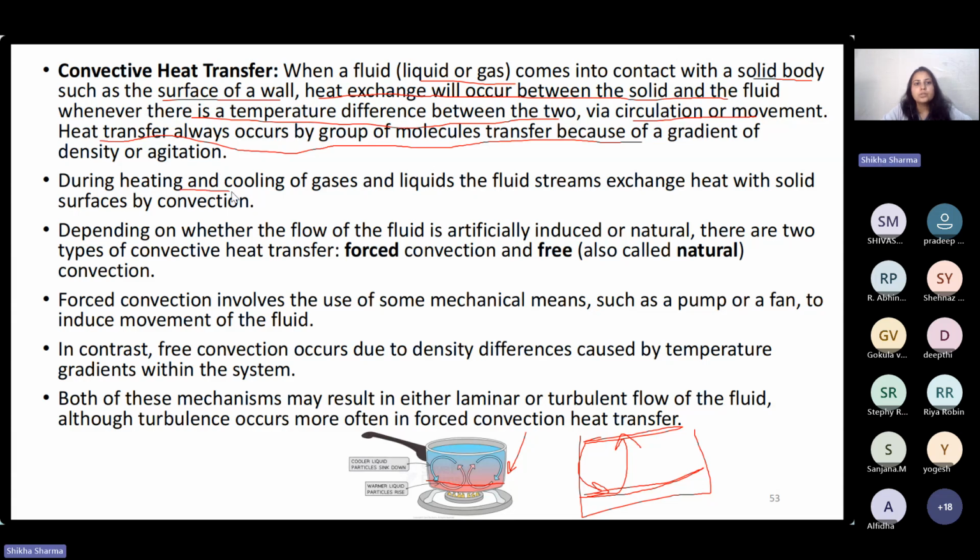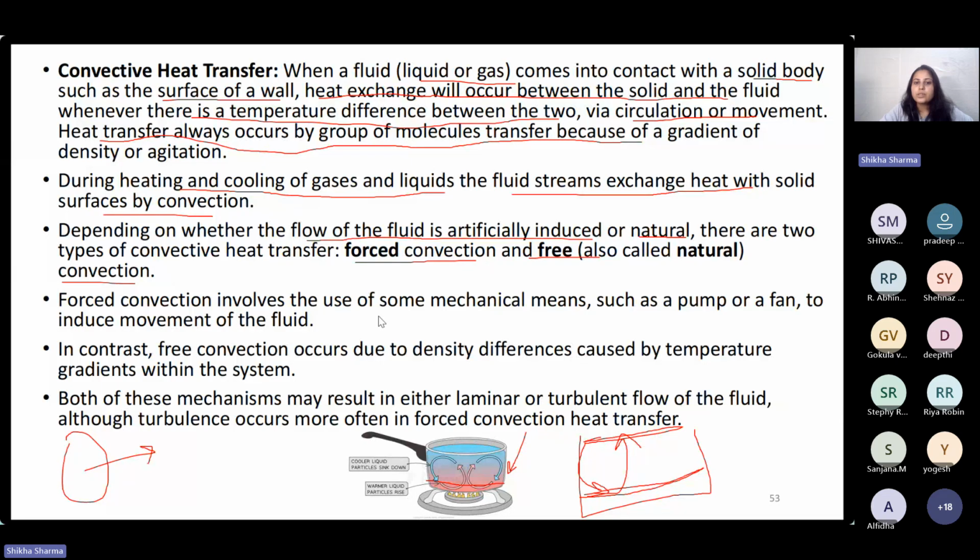So during heating and cooling of gases and liquids, the fluid streams exchange heat with the solid surface by convection, depending on whether the flow of the fluid is artificially induced or natural. If this convection motion is a forced one, like we are putting a fan, then that is forced convection. And if the motion of the particles is natural, as here in this container, we can call it free convection.